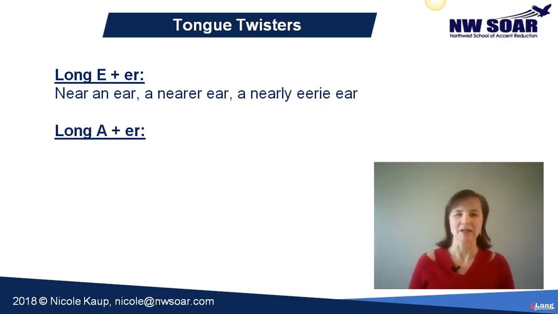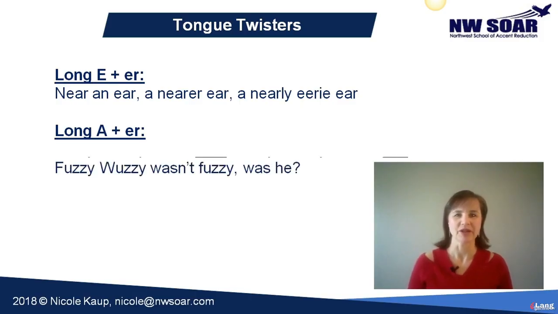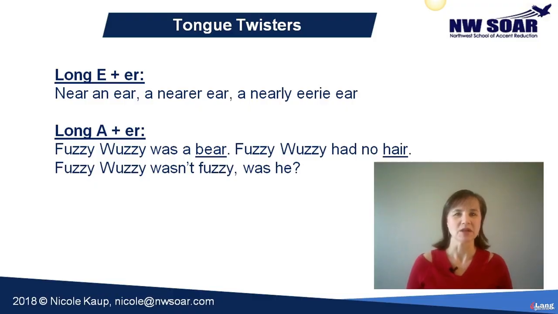All right, this one's going to be a lot easier for you. Long A plus R, air, air. Here we go. Fuzzy Wuzzy was a bear. Fuzzy Wuzzy had no hair. Fuzzy Wuzzy wasn't fuzzy, was he? So our two key sounds are in bear and hair.